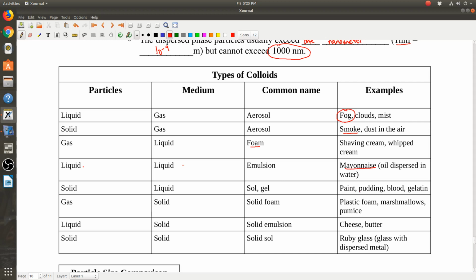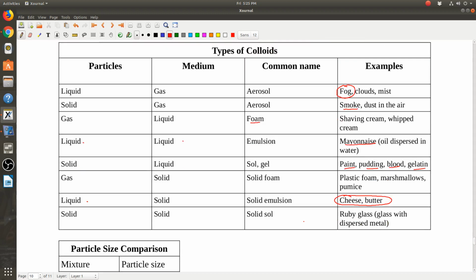Solid and a liquid, you could have paint, pudding, blood, gelatin. All these are examples of colloids. A liquid and a solid, cheese and butter, these are all colloids. So pay attention to these colloids names. And extra credit, I'm going to ask you to name some of them. And I just want you to kind of get familiar with them so that if I ask you if fog's a colloid, you will know, yeah, that's a colloid.